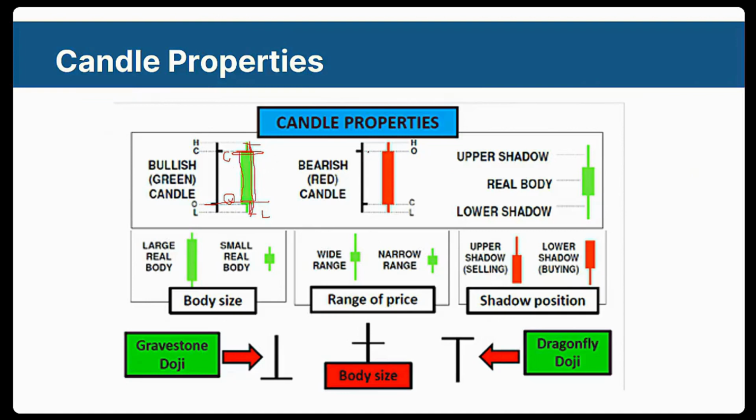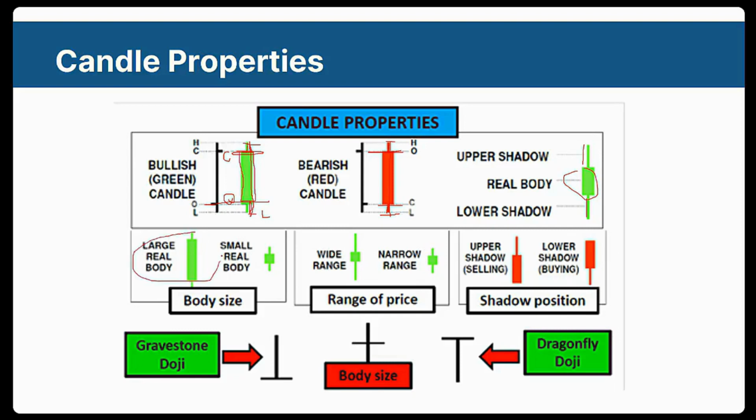Vice versa, if the open is higher, suppose the market opens here at 9:15, then goes up, makes a new high, then goes down, makes a low here, and then closes here. So the open is above and the close is down, so the color would be red. This is basic. This is the body of the candle. These are shadows or wicks, upper shadows or lower shadows.